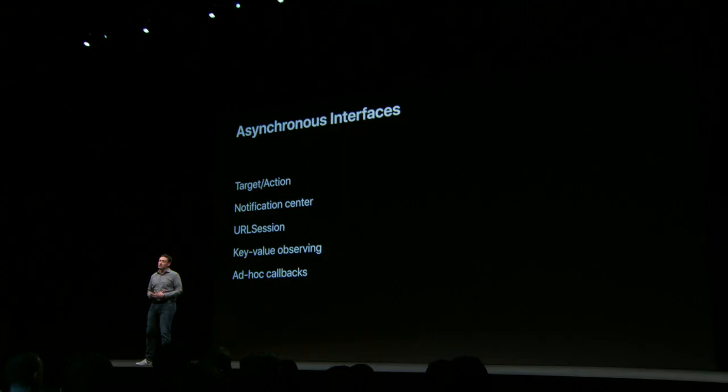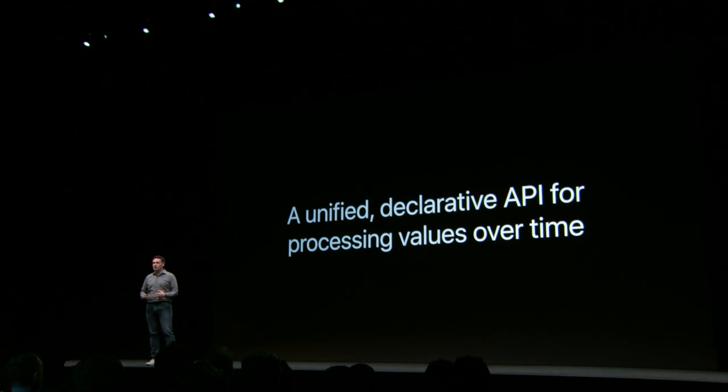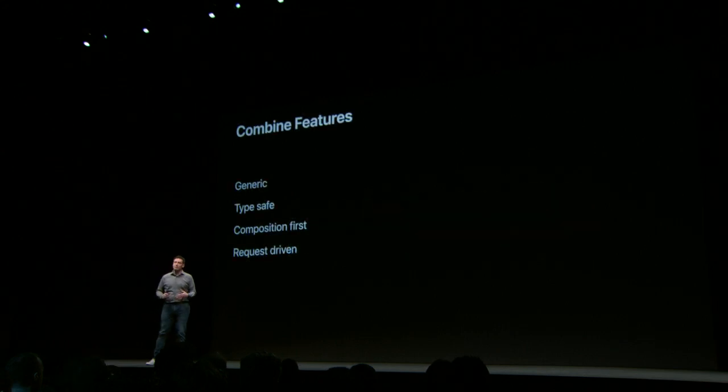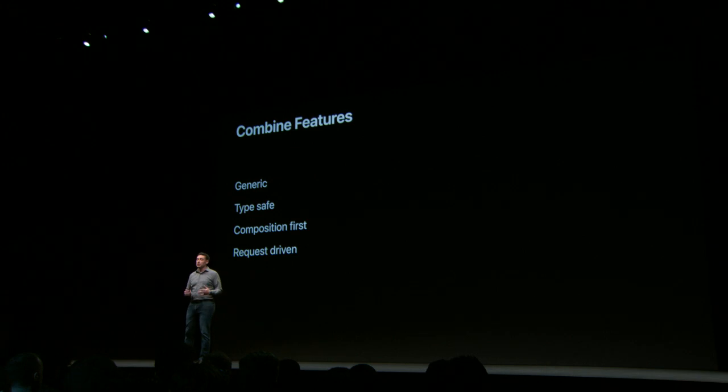So with Combine, we set out not to replace all of these, but instead to find what was common amongst them. And that's what Combine is: a unified declarative API for processing values over time. Combine is written in and for Swift. That means we can take advantage of Swift features like generics. Generics let us reduce the amount of boilerplate code that you need to write.